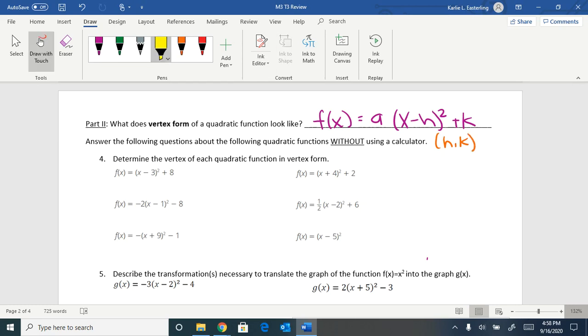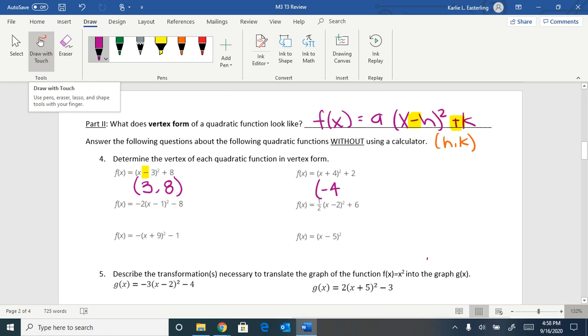So the very important thing here, though, is don't forget about that negative inside. So our literal h value for this first one is positive 3, and our k value is positive 8, because similarly out here it is that plus sign. For the second one over here, this time our h value is negative 4. And that is because we have a positive sign in there, and that's opposite from our form. And then we're just going to bring down our positive 2 because k is just exactly as you see it.